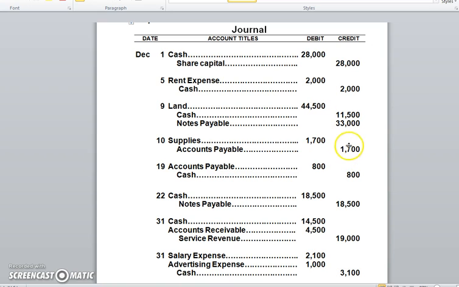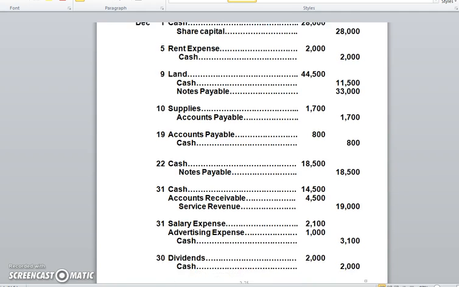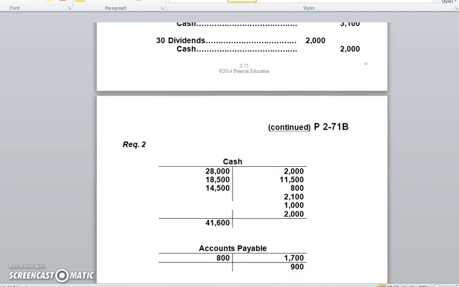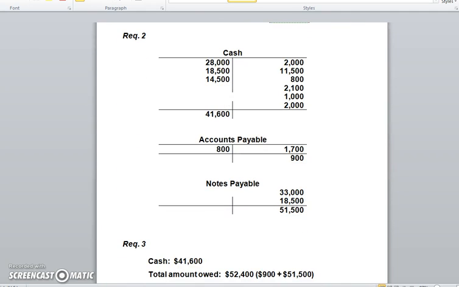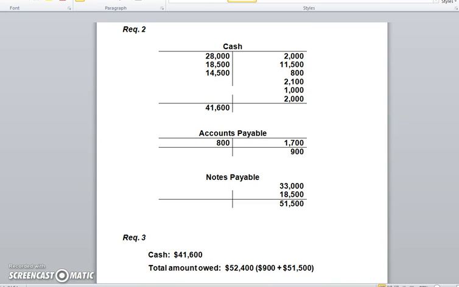Bought supplies, but said we pay it later, so put on accounts payable. Later on, they paid off some of that accounts payable using cash. So cash was credited. And as you can see, then there's the others, and there we are. Let's take a look at those T accounts. So as you can see, a lot of cash transactions have taken place.